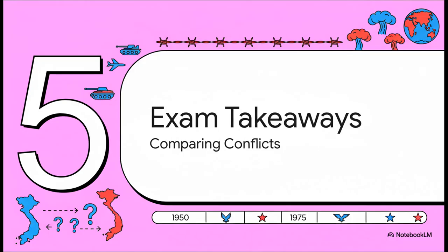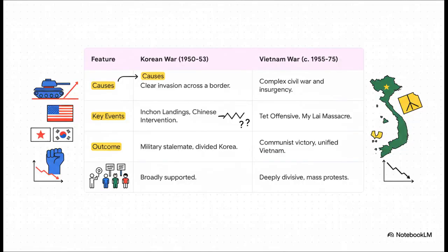Okay, deep breath. Let's pull all of that together into some key points that are going to be absolute gold for your exam answers. One of the top-level skills examiners are looking for is your ability to compare and contrast these two wars. Now, this table is your best friend for revision. It lays out the key differences side by side.